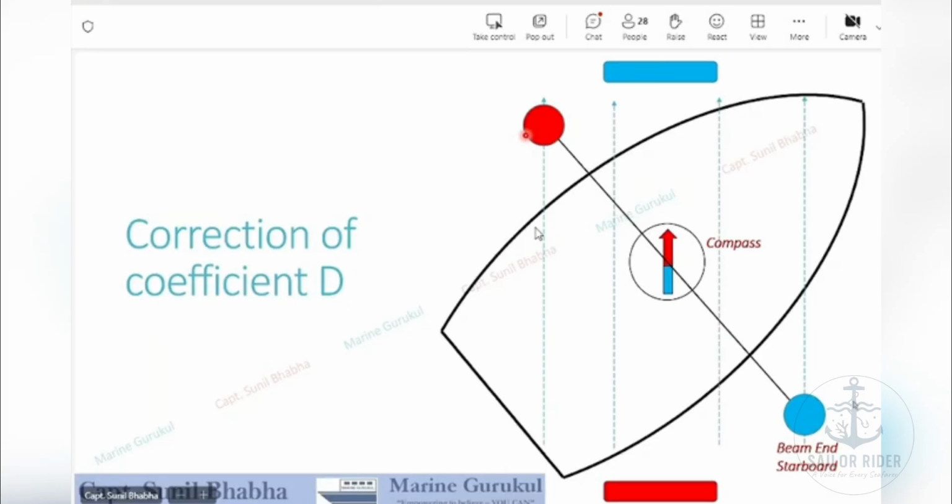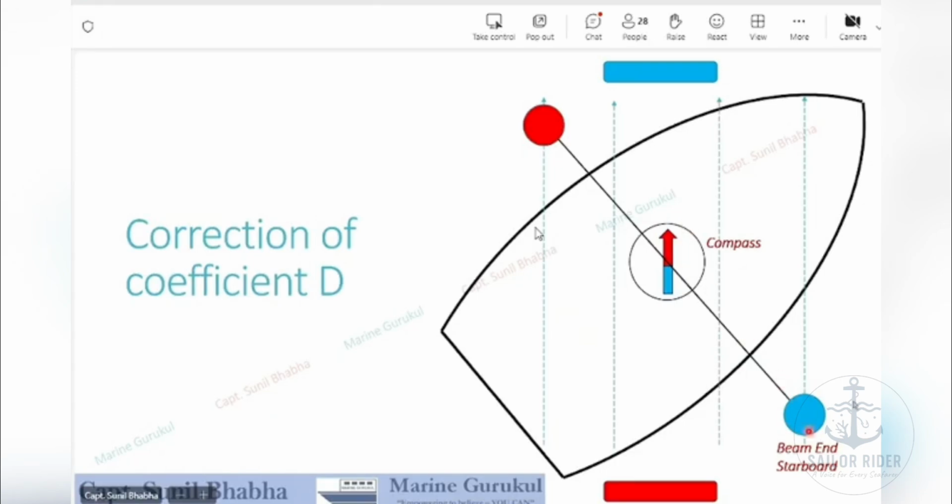Now these red and blue poles generated at the ends of the beam are the ones causing coefficient D, which are causing the deviation in our compass. The red pole on the port end of the beam is repelling the north end of our magnetic compass needle. Red and red, they repel each other, and the needle turns clockwise. Looking from top, the needle turns clockwise or in the easterly direction, generating an easterly deviation.